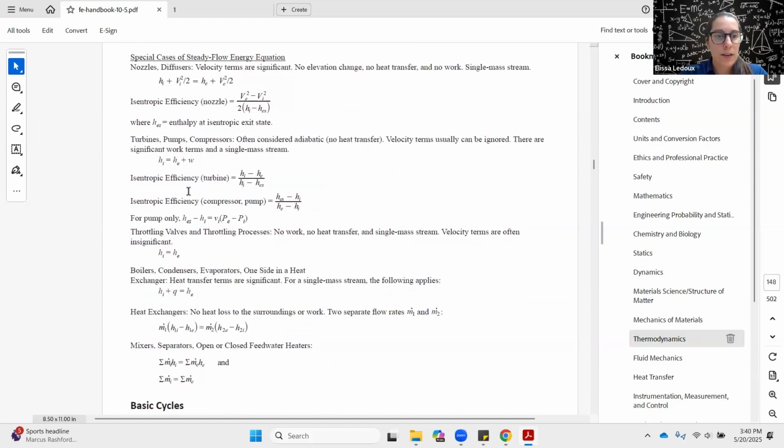Okay, isentropic efficiency. So turbines, pumps, and compressors are often considered adiabatic, so this means no heat transfer. So velocity terms are usually ignored because the velocity change is usually negligible compared to the amount of work that is done. So we just focus on the enthalpy change of the system there.